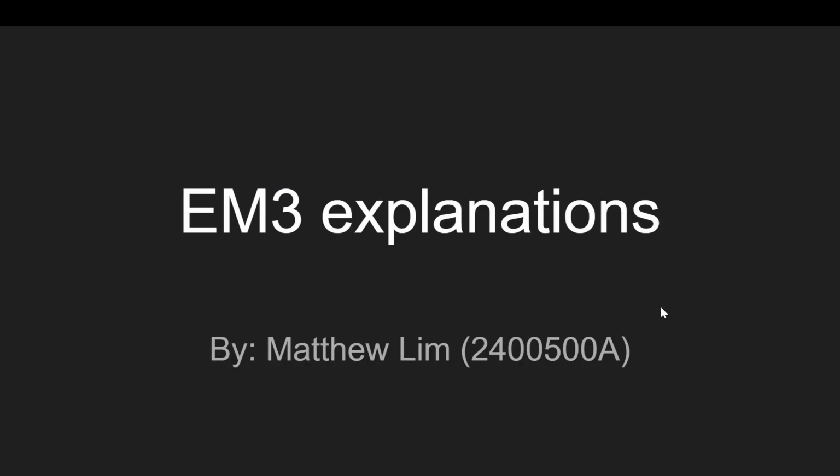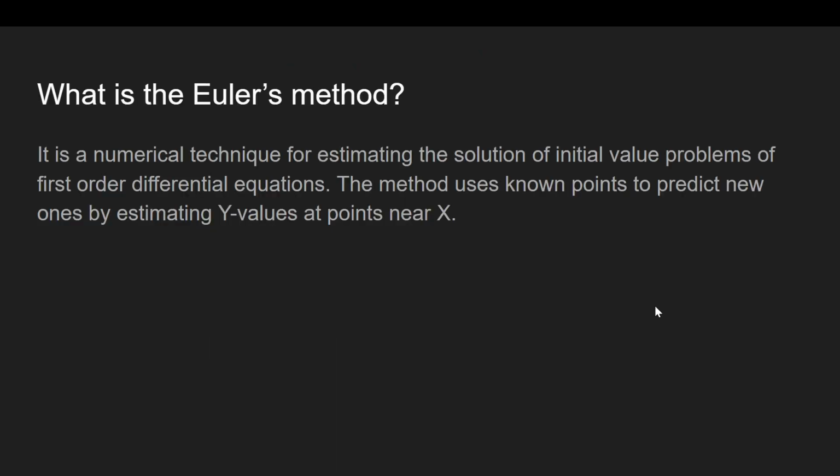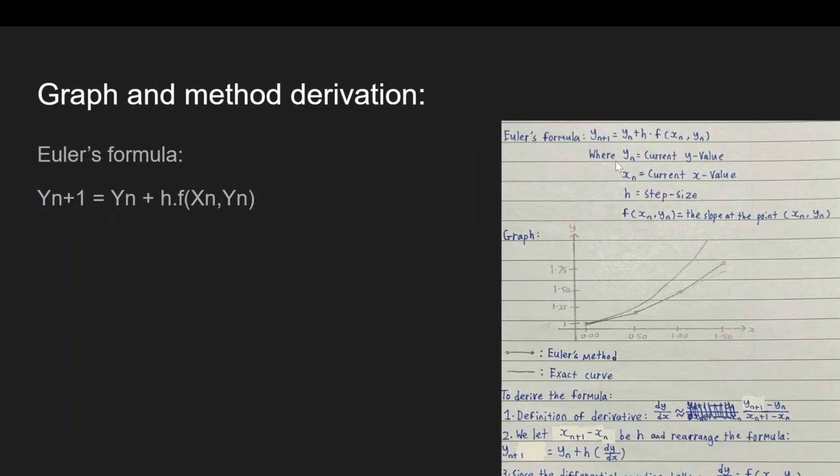Okay, so now this was my EM3 explanations for the Euler's method. So now, what is the Euler's method? Well, it is a numerical technique for estimating the solution of initial value problems of first-order differential equations. The method uses known points to predict new ones by estimating y values at points near x. So here is a graph and how the Euler's method is derived.